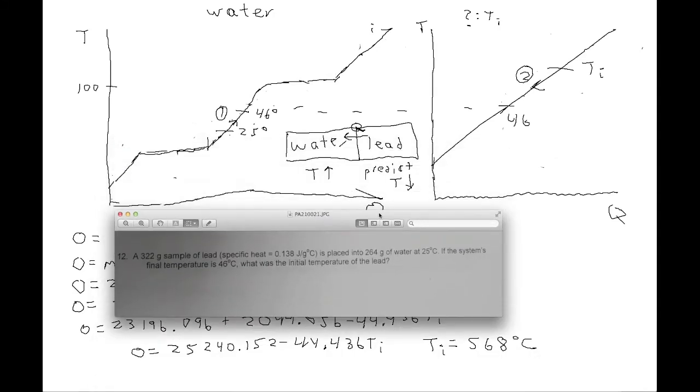So you can see there's lots of variations on the problems they can give you here. We've done a lot of problems where they're asking for the final temperature. We did one or two problems where they were asking for the mass, and here we did a problem where they were asking for the initial temperature. So that one we got right. So let's see here, 12 is the initial temperature. Okay, good.